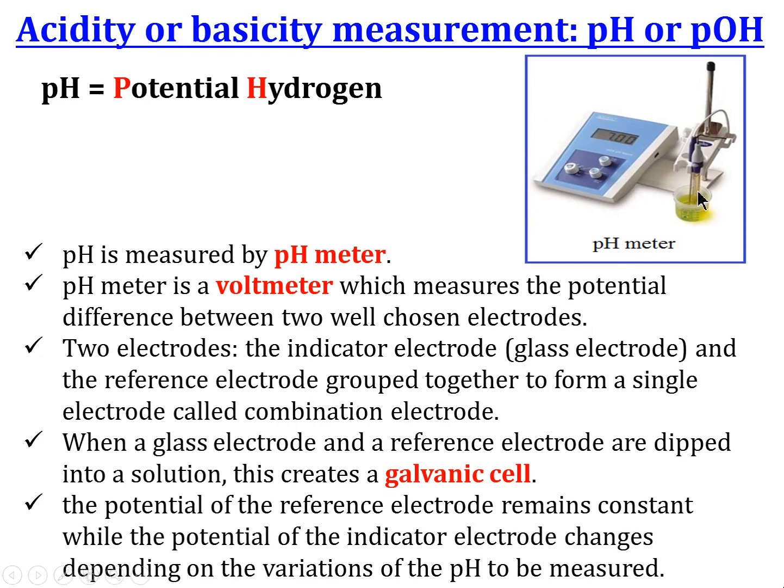So we measure a voltage difference in a solution and we transform this voltage difference to a value of pH. In the pH meter, we have two functions here, one for the voltage and the other for the pH, since pH and voltage difference are related.